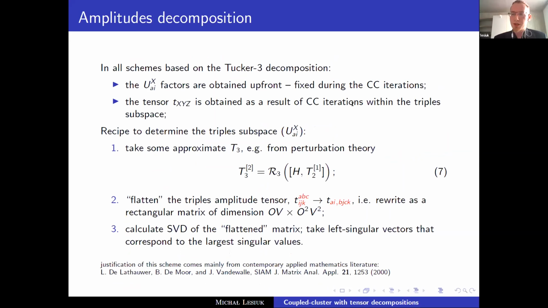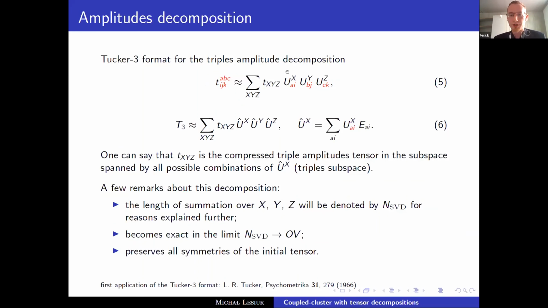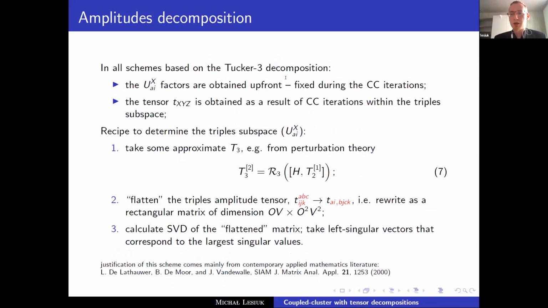So in all coupled cluster schemes based on these decompositions, the U factors, so these factors here, are fixed. They are fixed before the iterations. They are calculated before you start coupled cluster iterations. But the central tensor Txyz is obtained as a result of coupled cluster iterations. So I have to tell you how to obtain the U vectors in a sort of optimal way.